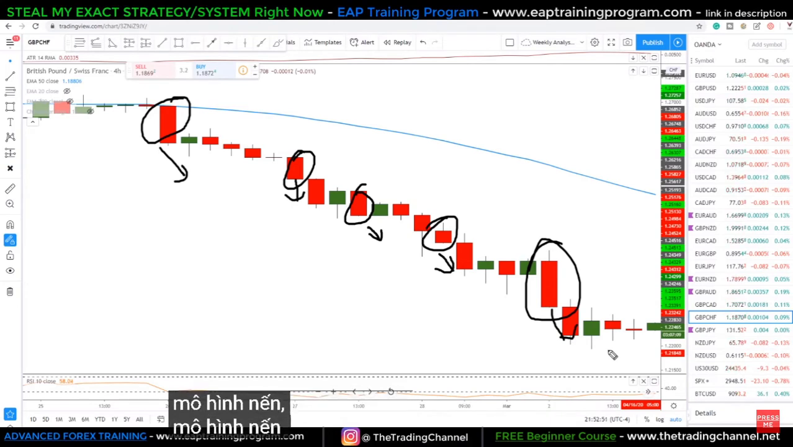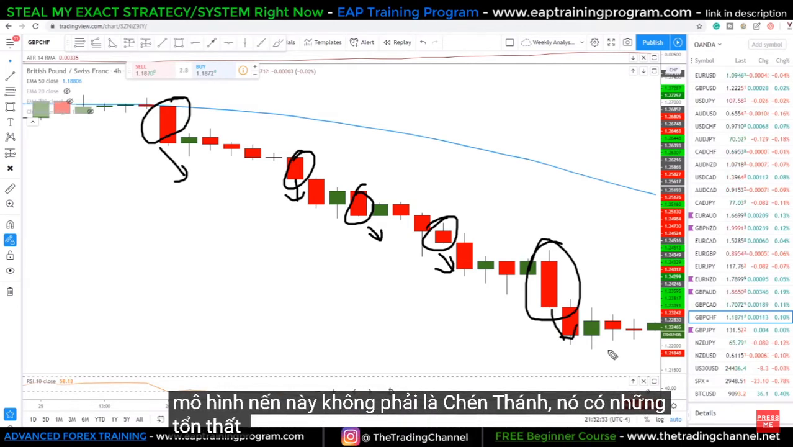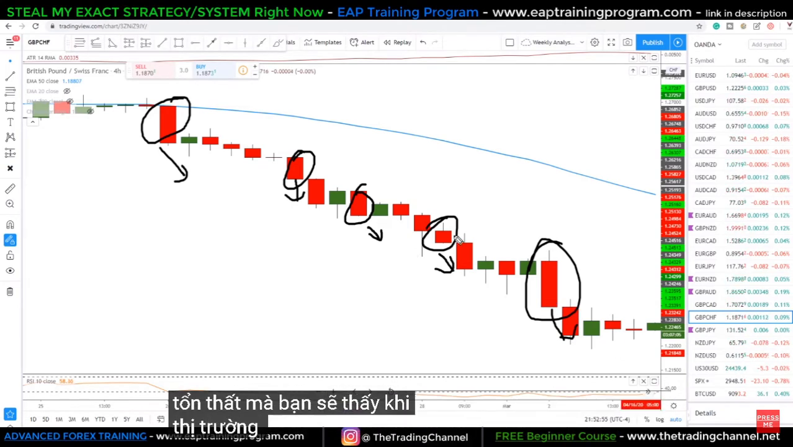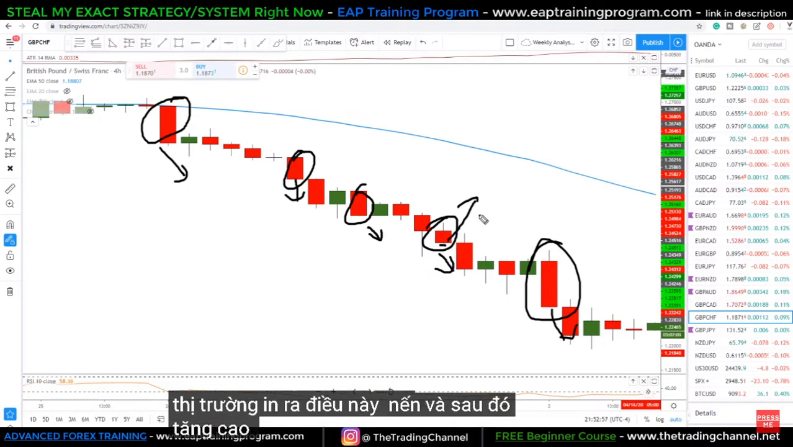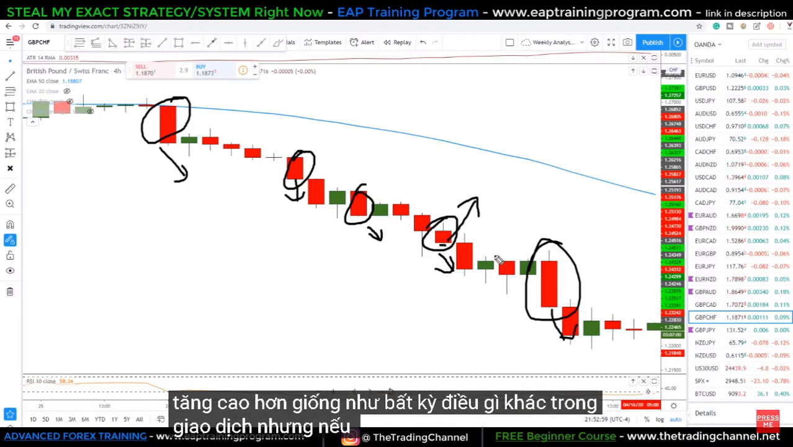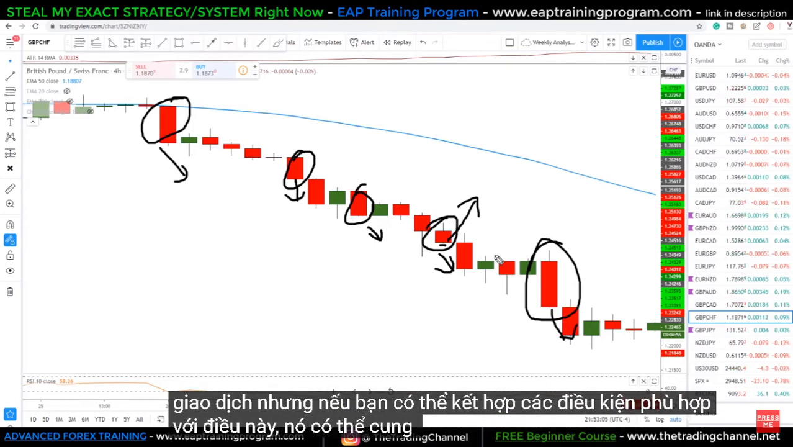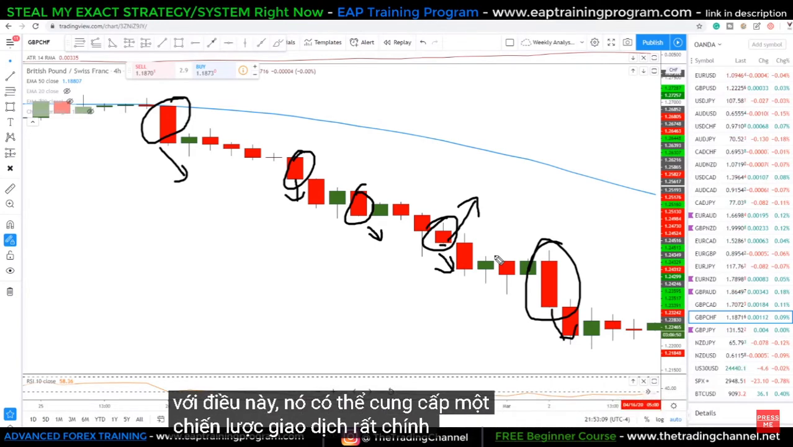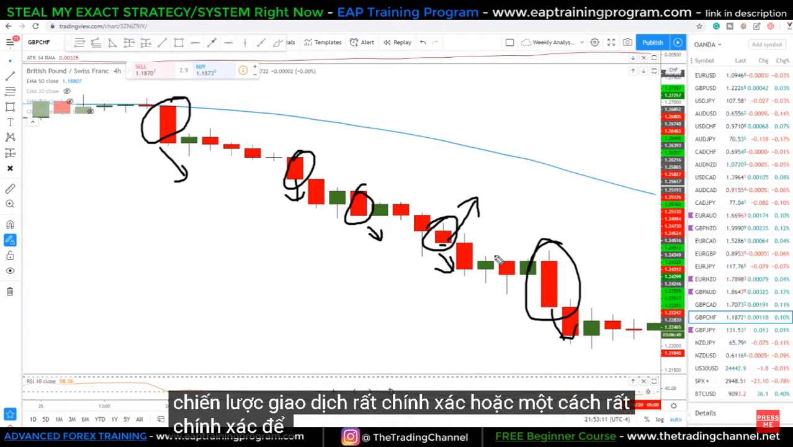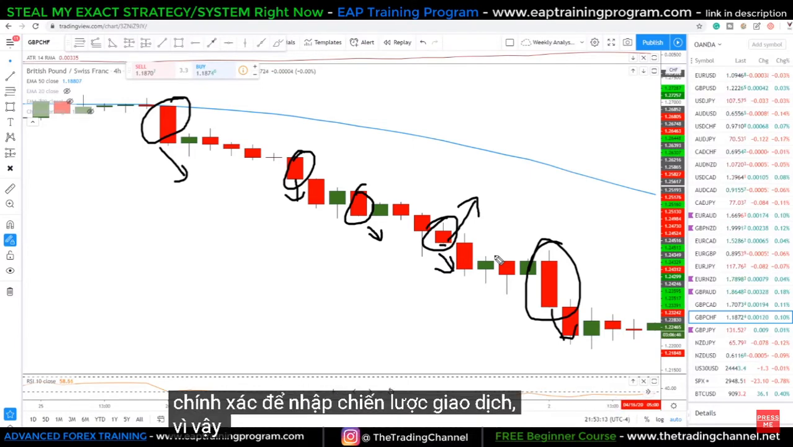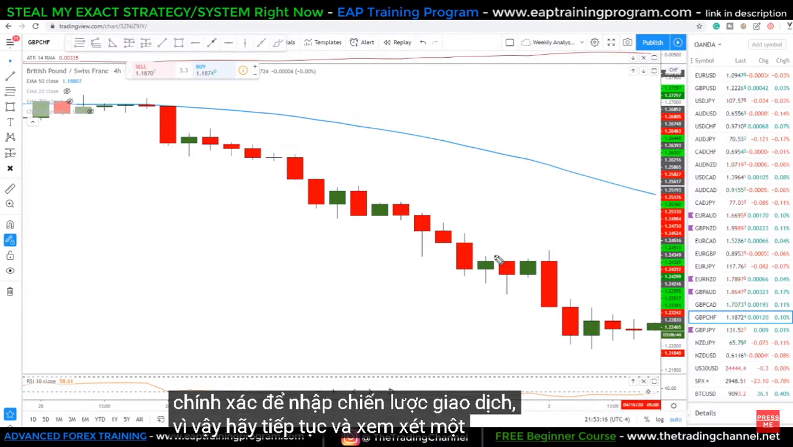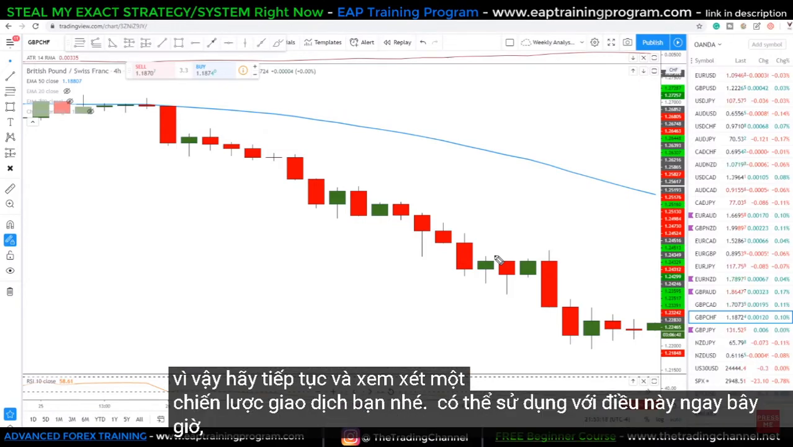This candlestick pattern is not the holy grail. It has losses. You will see times when the market prints this candle and then goes higher, just like anything else in trading. But if you can combine the right conditions to this, it can provide a very accurate trading strategy, or a very accurate way to enter a trading strategy. So let's go ahead and go over a trading strategy you can use with this right now.